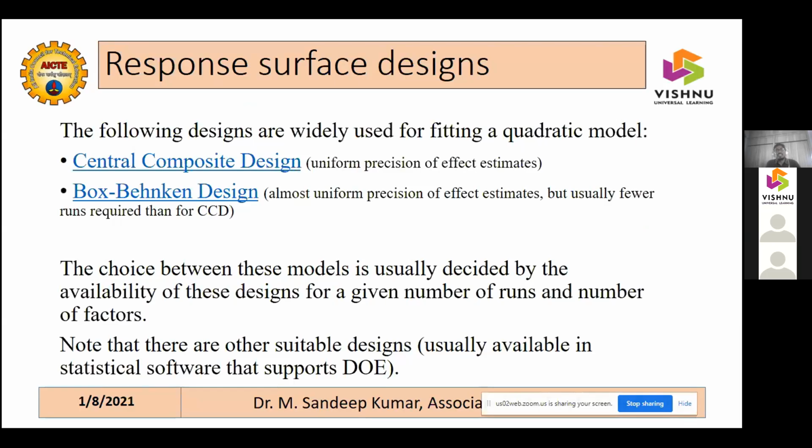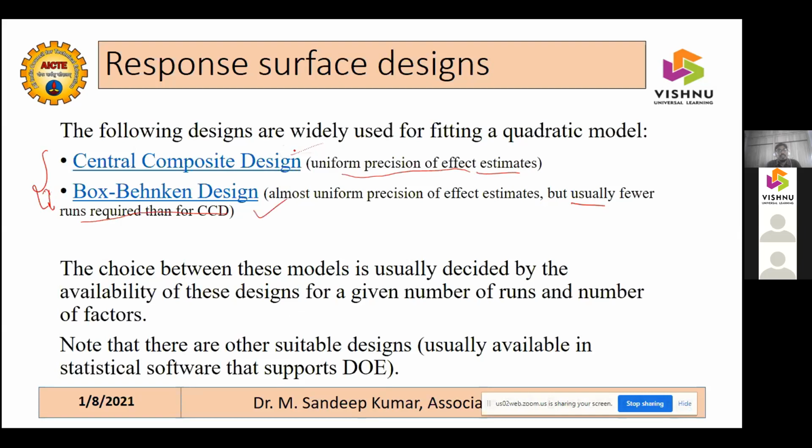Usually response surface designs are divided into 2: a central composite design and a Box-Behnken design. In central composite design, we have uniform precision of effect estimates. In Box-Behnken design, almost uniform precision of effect estimates. Usually fewer runs are required than CCD. When you go with Box-Behnken, you require very few runs.